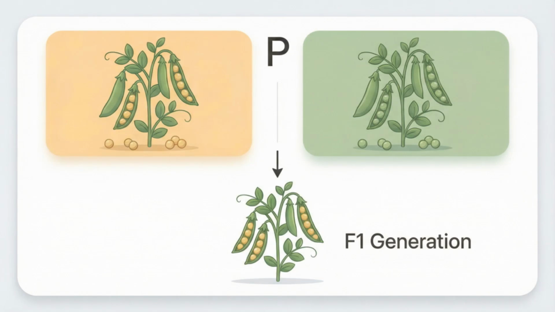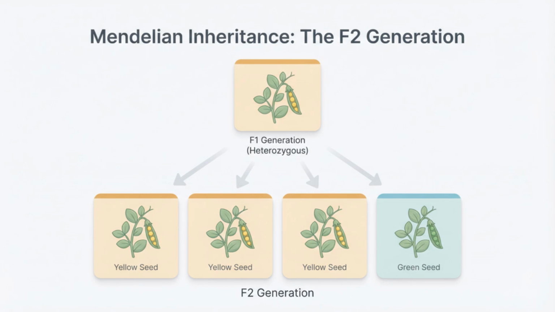Now, you might expect a blend, right? Maybe yellowish-green? But no. The offspring, which we call the F1 generation, were all yellow. The green trait seemed to have vanished completely. But Mendel didn't stop there. He let those F1 plants self-fertilize to create the F2 generation.